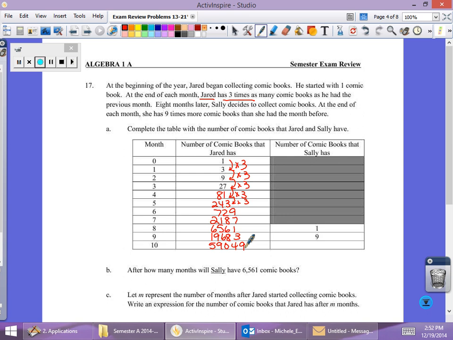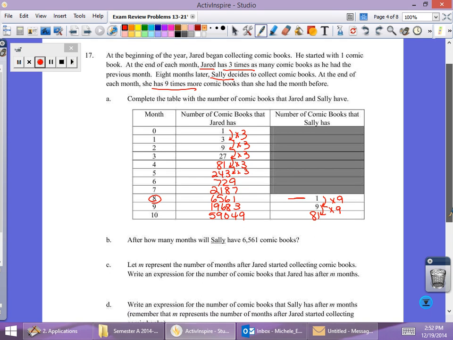All right, now we want to do the same thing for Sally. Now, Sally didn't start until 8 months later, which is why we're starting down here with one comic book for Sally. And Sally is going to be collecting them, and she has 9 times. So we're going to multiply by 9 each time. 1 times 9 is 9. If we multiply by 9 again, we get 81.